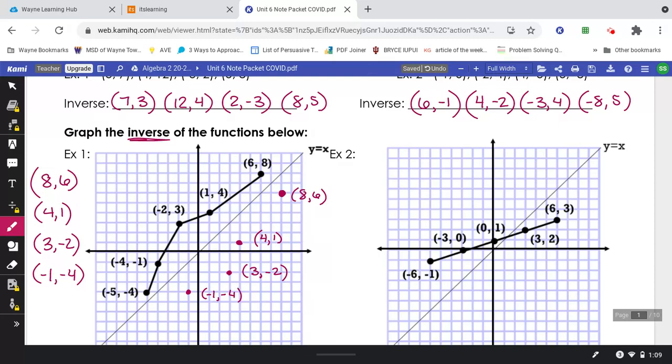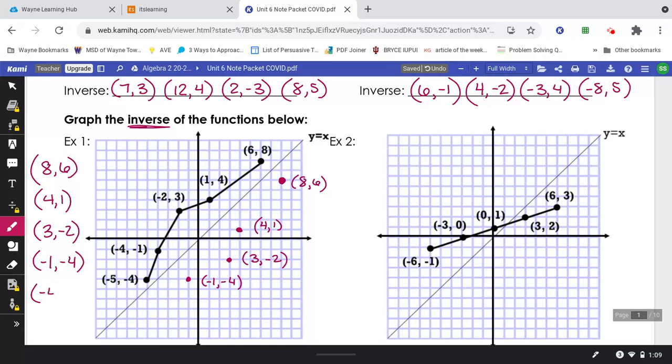And then our final point, negative 5, negative 4, becomes negative 4, negative 5, just switching the x with the y. So I'll go to the left 4 and down 5 to plot. And then because the dots on the original graph are connected, I'm going to go ahead and connect mine here. And that would be the inverse. Notice it's a direct reflection over the line y equals x. That's why that's drawn there, so you can see that it's a direct reflection.